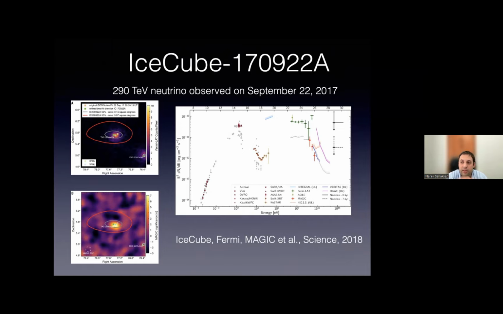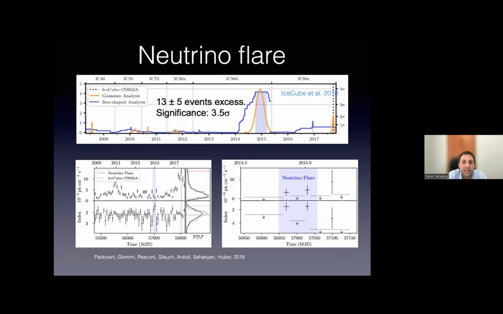But of course, there was some debate because people were mentioning that you have a single neutrino event, and it is not clear when you will observe the next neutrinos, and this might limit the field. But what was interesting in the IceCube collaboration, when they looked back to the data that they previously observed, they found that in 2014-15, in some 110 days window, from the same direction, there were 13 plus or minus 5 neutrinos above the background level.